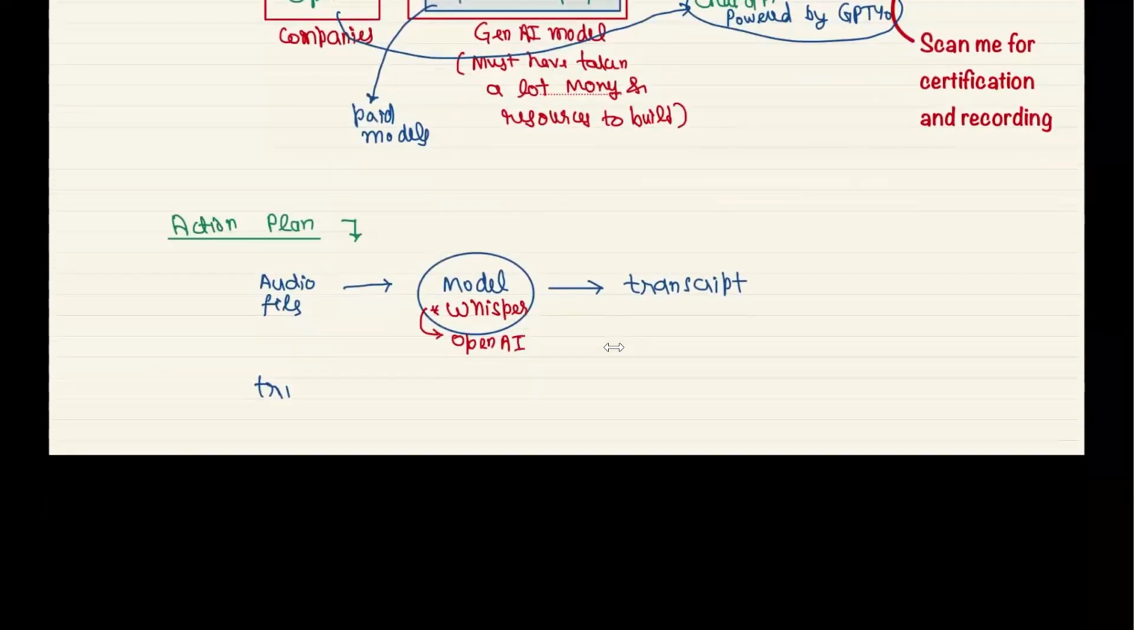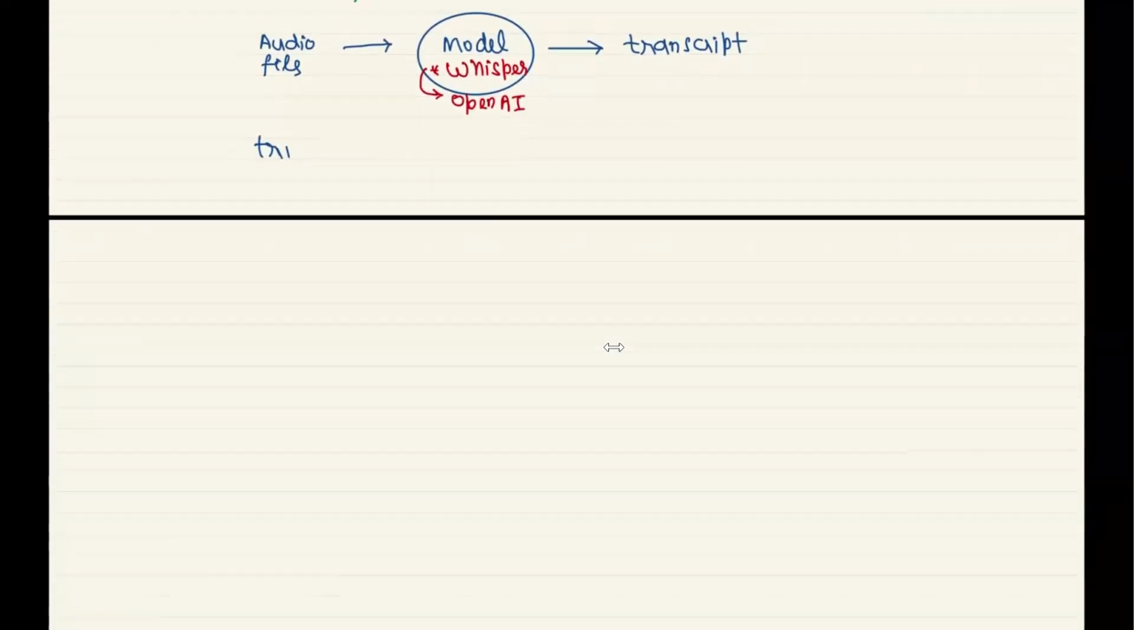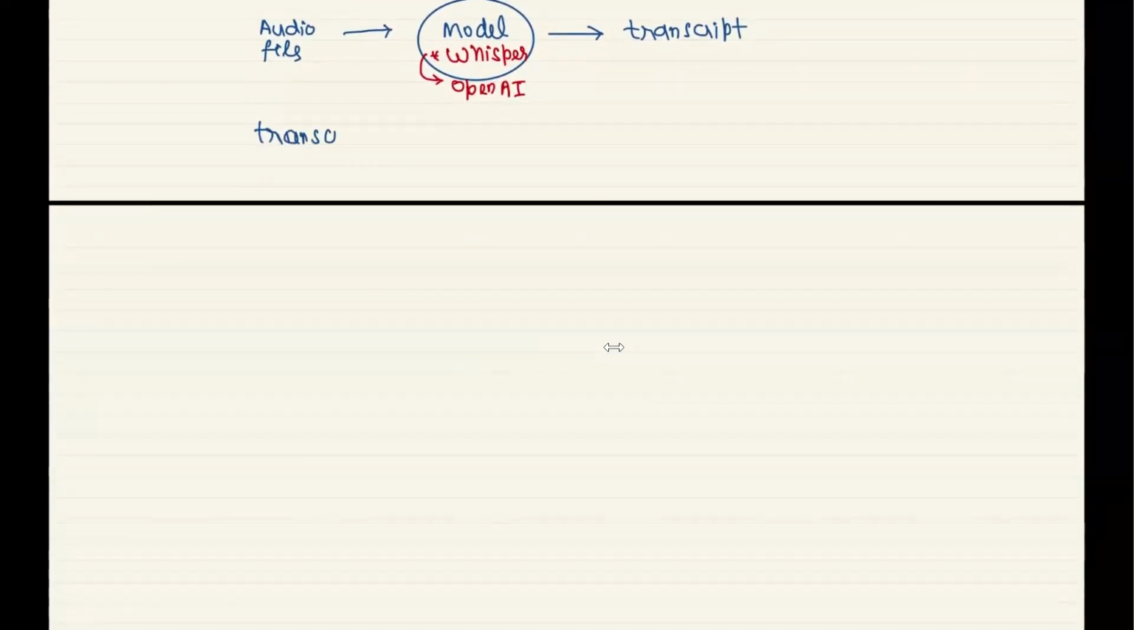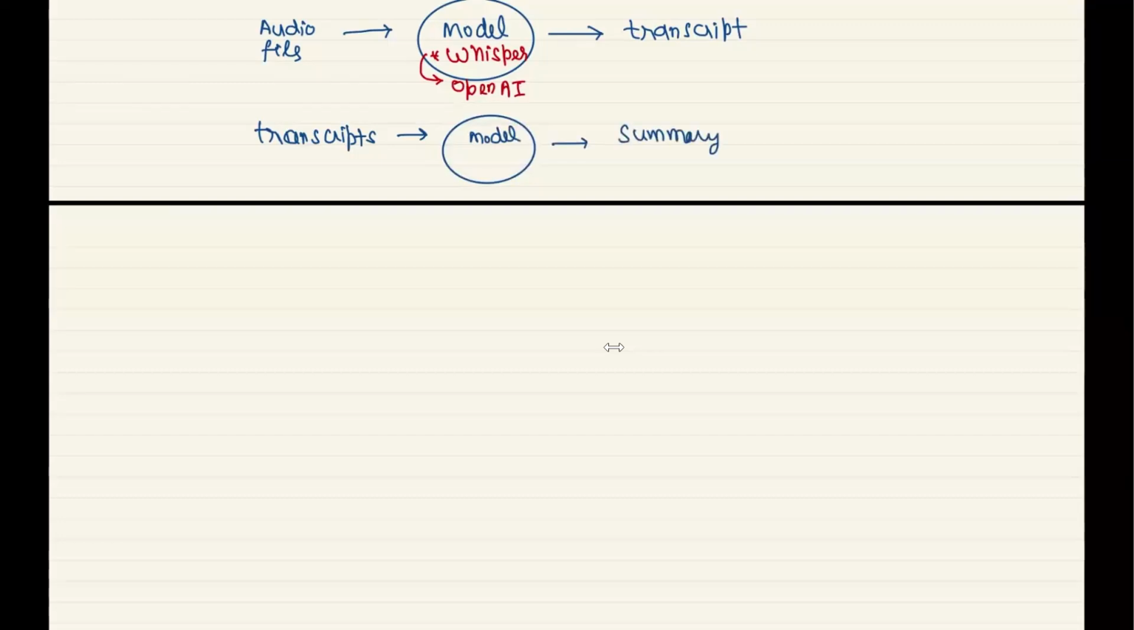The next step is I must take the transcripts, and these transcripts must be passed to another model, a model that must be able to do something called summarization for me, a 5-point summary for me. What kind of a model can I use here?